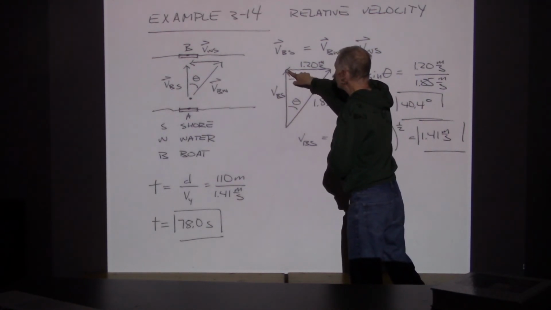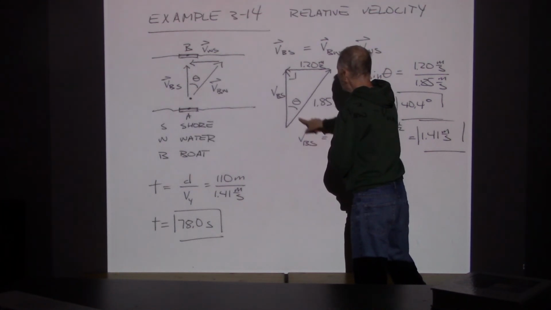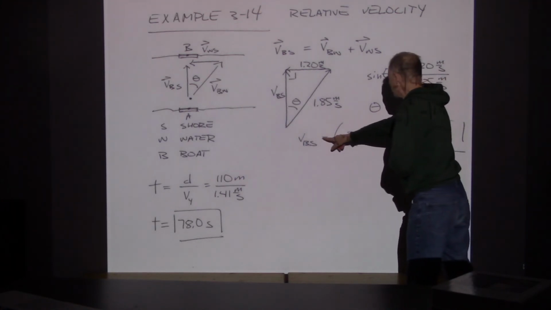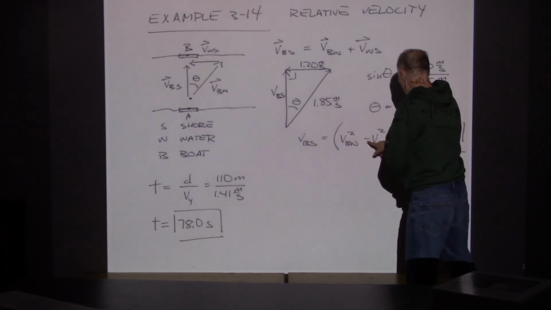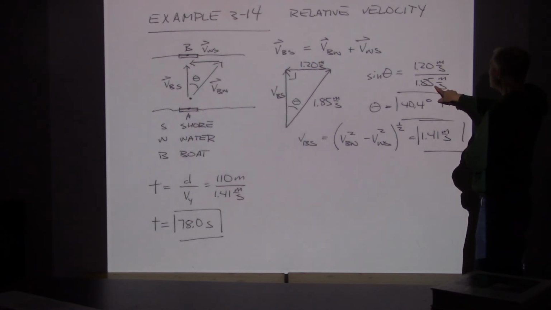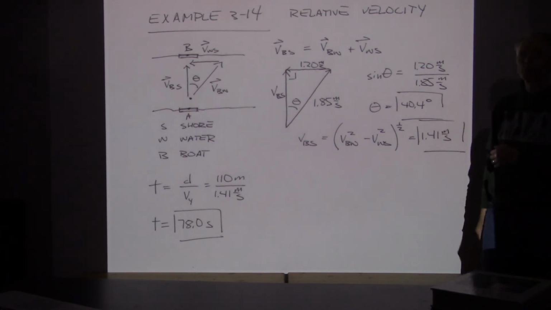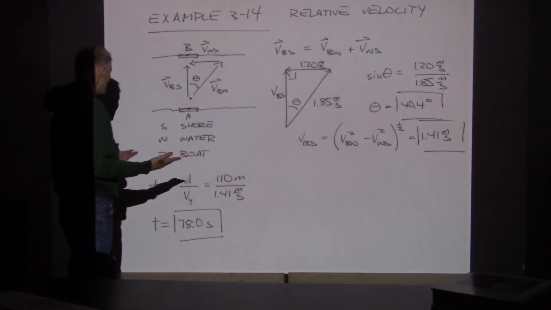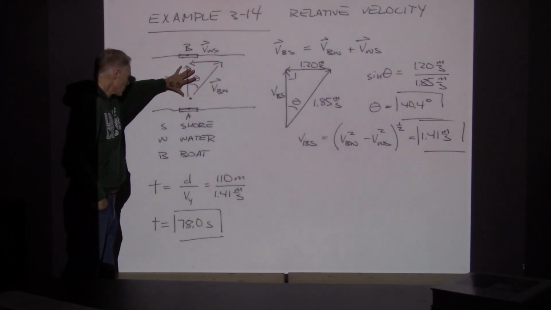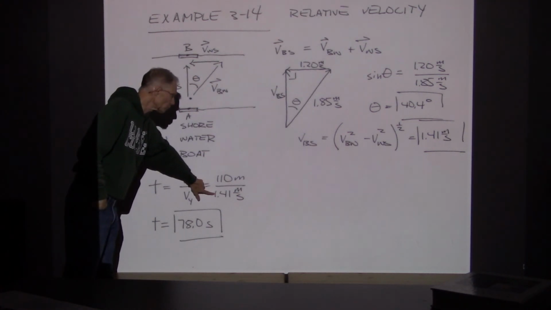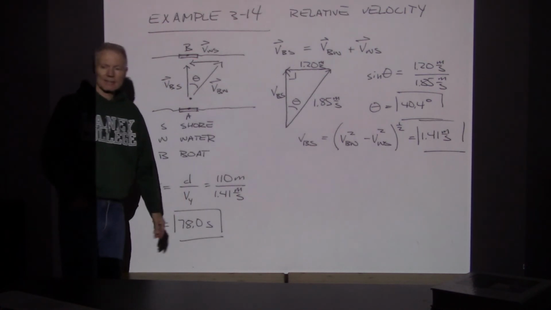Now, what does that say? The speed of the boat with respect to the shore, the V_BS velocity, comes from V_BW squared. So we're using Pythagorean's theorem, and it says that even though the boat's speed tops out at 1.85, we're only going to be making our way across the river at 1.41. And so when we find out how much time it's going to take, the distance across is 110 meters, and we're making our way across at 1.41. It's going to take 78 seconds.